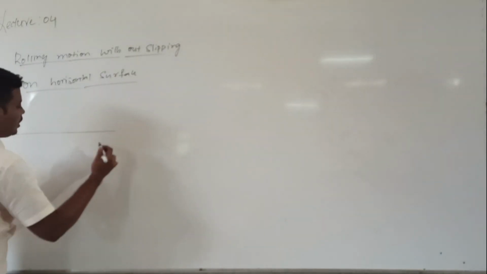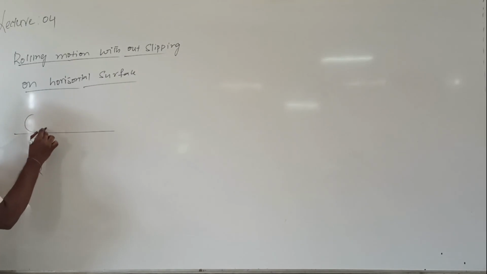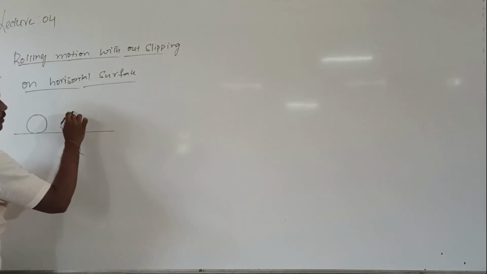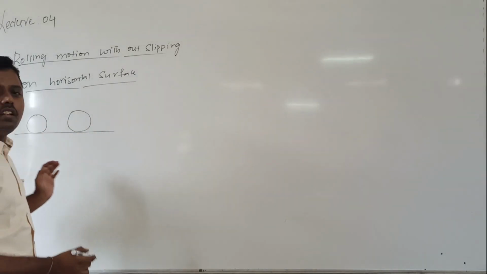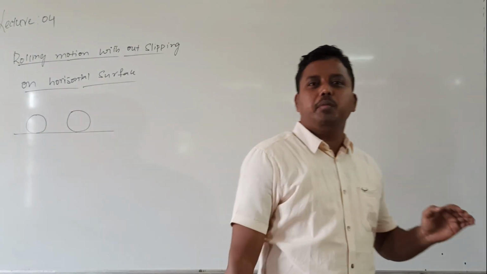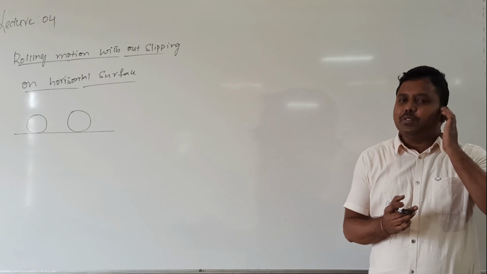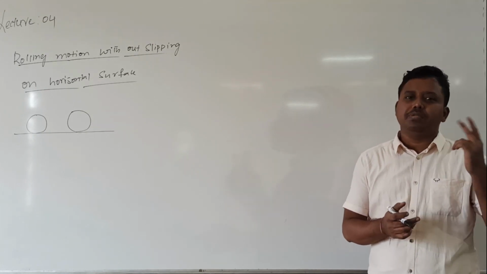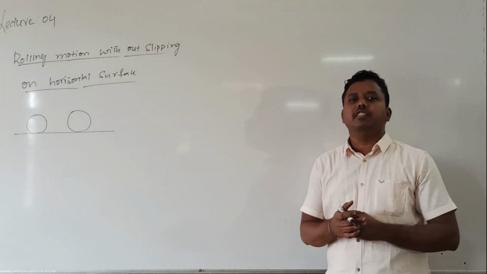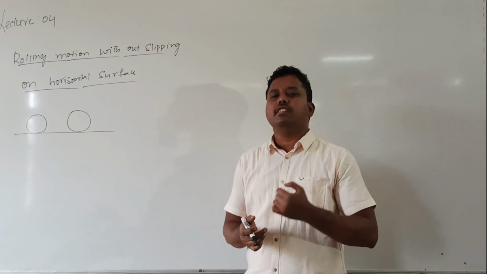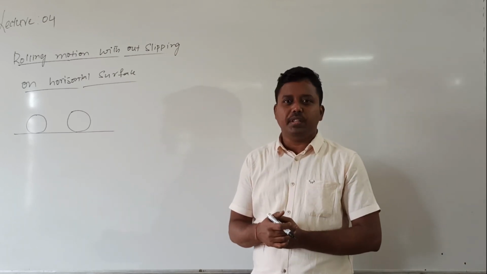So let me consider one wheel. This wheel is rolling on this horizontal surface. Okay? So it is executing the rolling motion. Rolling motion is a combination of both translation and rotation motion. So that's why a particle will have 2 types of velocities. Both translation velocity will be there, that is linear velocity, and rotation velocity also will be there.